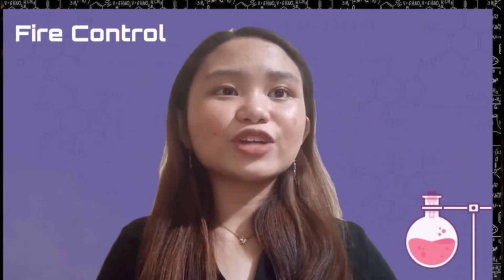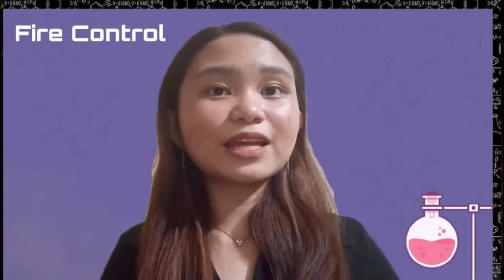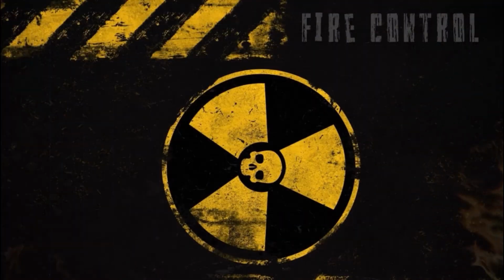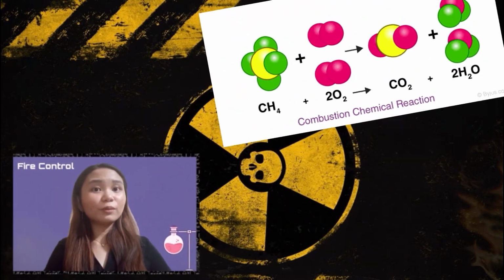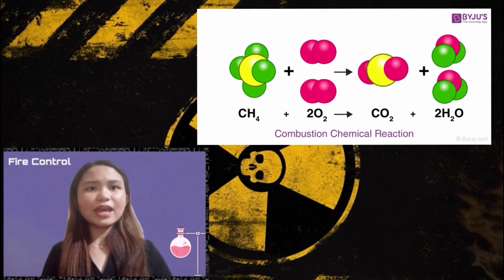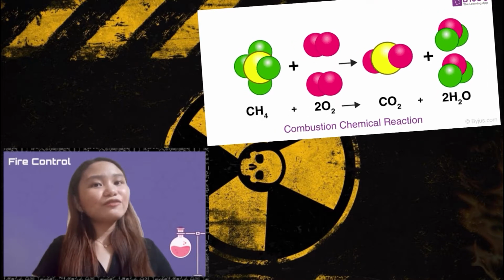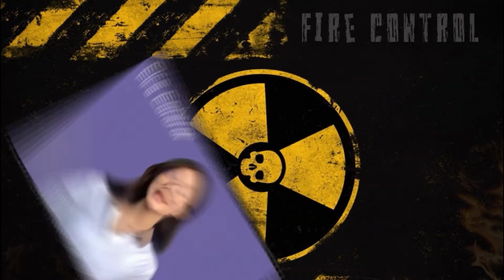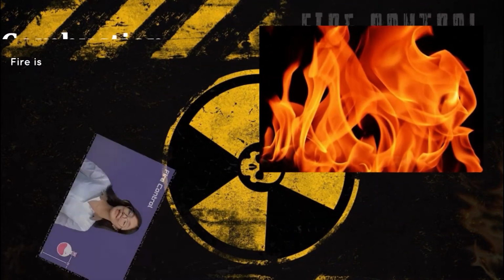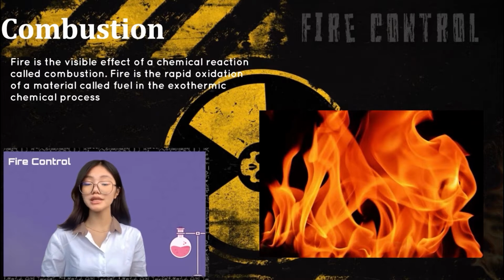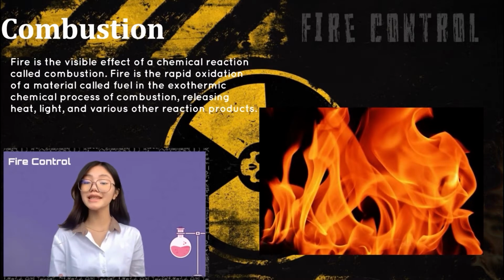A combustion reaction is a reaction in which a substance reacts with oxygen gas, releasing energy in the form of light and heat. A combustion reaction must involve oxygen as one of the reactants. It is also the rapid chemical combination of a substance with oxygen involving the production of heat and light. Fire is the visible effect of a chemical reaction called combustion. Fire is the rapid oxidation of a material called fuel in the exothermic chemical process of combustion, releasing heat, light, and various other reaction products.